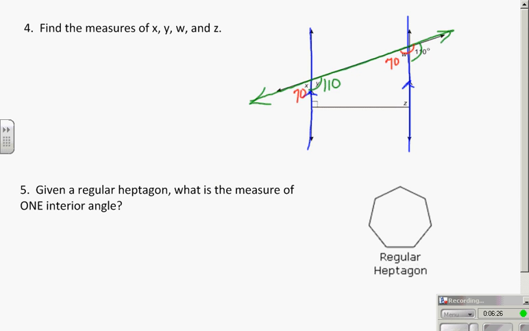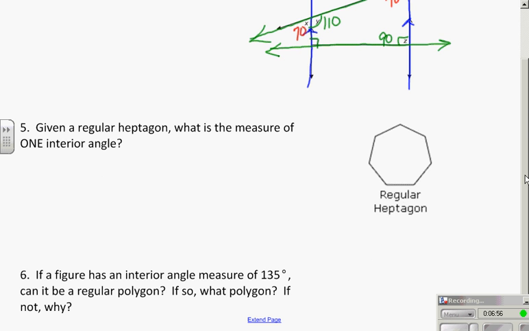Now we can either figure out z by taking quadrilateral sum of 110 plus 90 plus z plus 70 equals 360, or we can switch and look at this as our transversal, and now we have same side interior angles, which are supplementary, which means that z has to be 90. So multiple ways to check your answers. Again, I could check it by saying 90 plus 70 plus 110 plus 90 better equal 360.